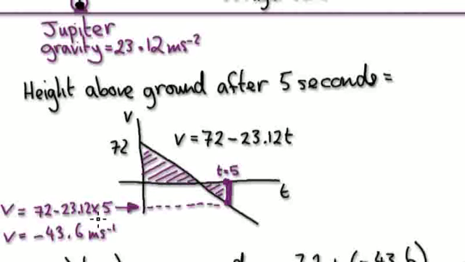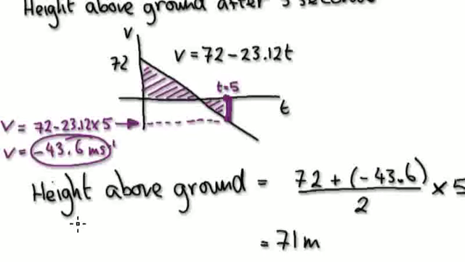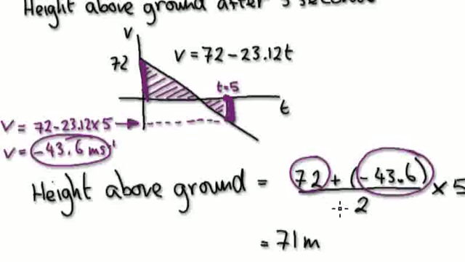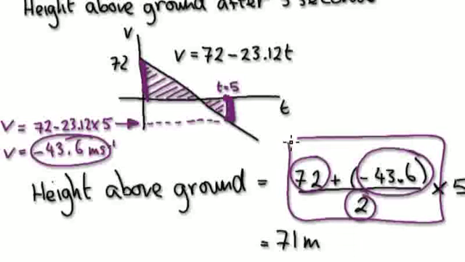This height here is given by this, and that is the height above ground level. You get this height, plus this height here, which is a negative number, and then divide by 2. That gives you the average, and then you times by 5, because 5 is the whole length here, and the answer is this.